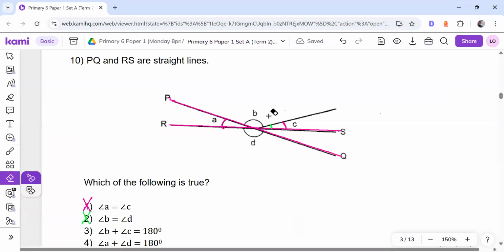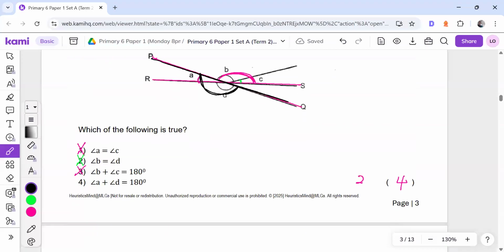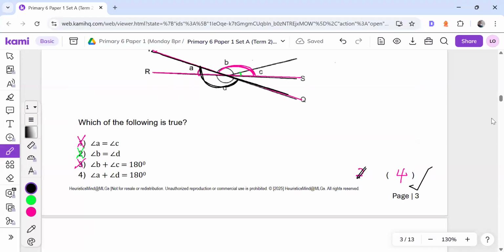So how about angle B plus angle C equal to 180? Angle B plus angle C is definitely not 180 because that's not a straight line. It doesn't look like a straight line. How about angle A plus angle D? Angle A plus angle D definitely is 180 because if I draw, can you see, angles on a straight line is 180. So angle A plus angle D is equal to 180 degrees. So answer number 4. Okay, clear? Anything you are still confused about, you can raise a hand. Mr. can still answer a little bit of questions.